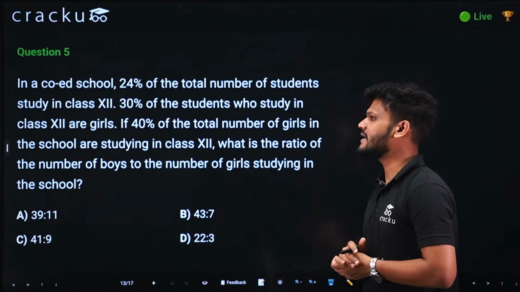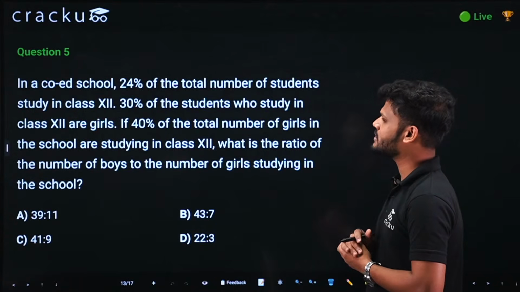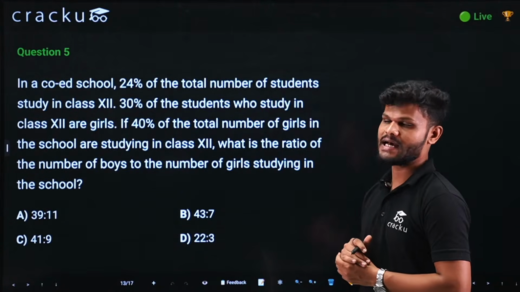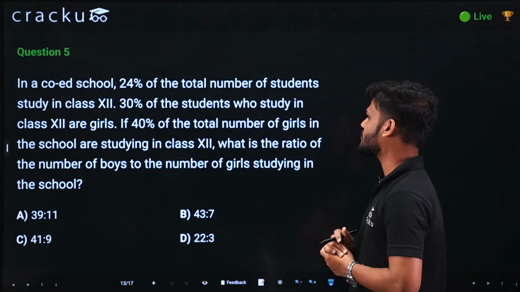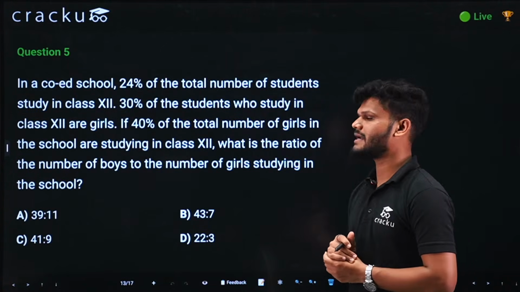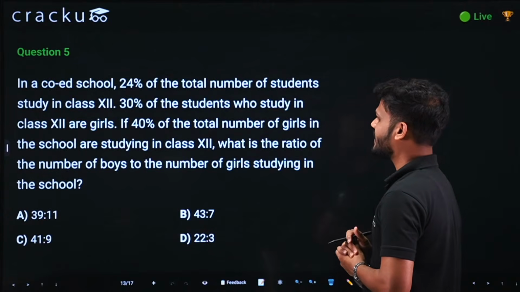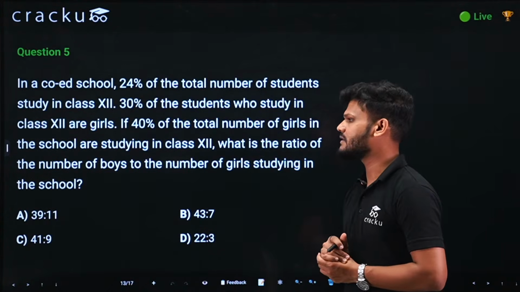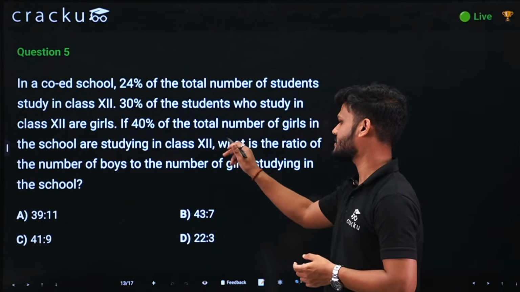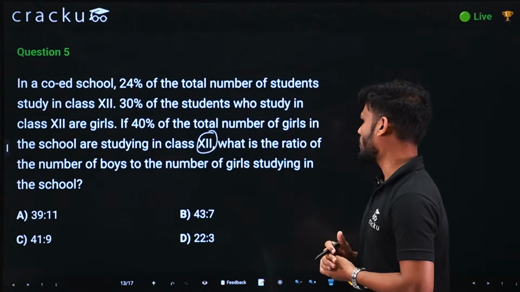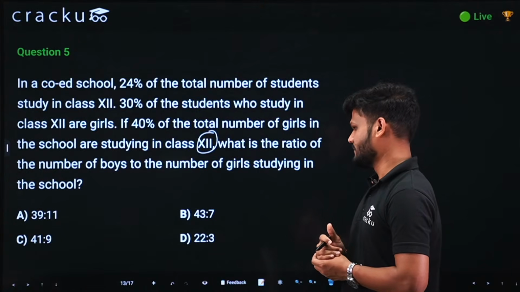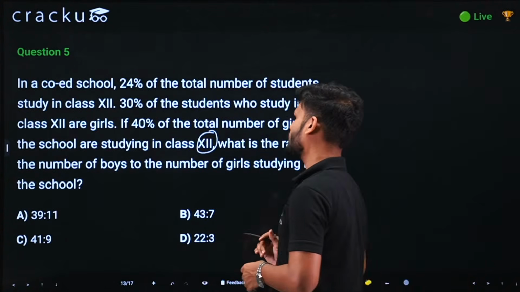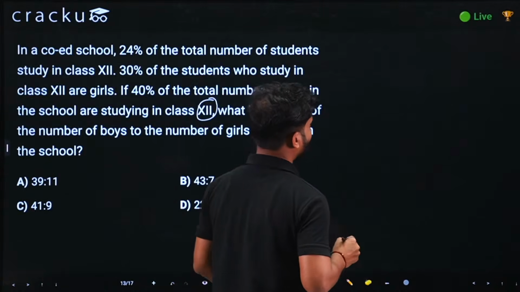It says in a co-ed school, 24% of the total number of students study in class 12. 30% of the students who study in class 12 are girls. If 40% of the total number of girls in the school are studying in class 12, what is the ratio of the number of boys to number of girls in the school? So how do you do this? You just assume some value.